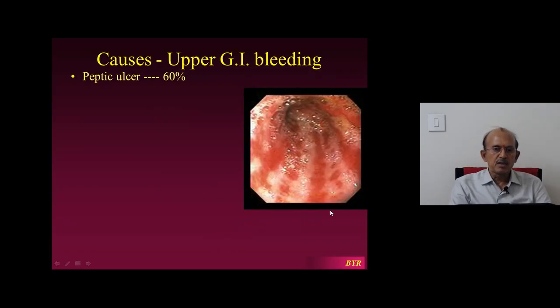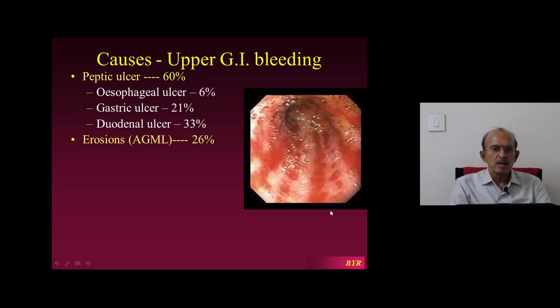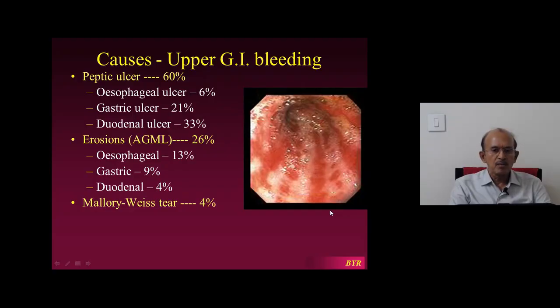Causes of upper gastrointestinal bleeding. Apart from peptic ulcer, there are other conditions which can cause gastrointestinal bleeding. Of course, these three are the peptic ulcer. And apart from peptic ulcer, other things being superficial mucosal erosions. That can be in the esophagus, stomach, or duodenum. Then there is a condition called Mallory-Weiss tear.